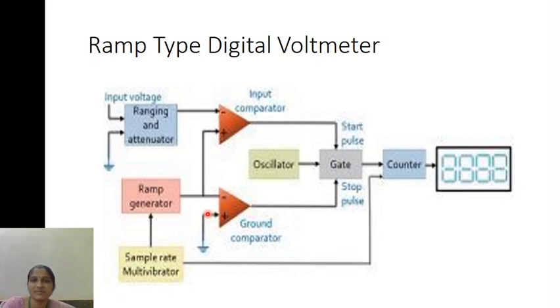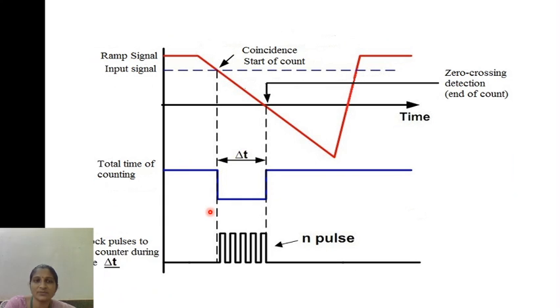This can be explained by using the timing diagram now. This is the timing diagram of the ramp type digital voltmeter. As I told, this is the negative going ramp, and this dotted line is the input signal which is to be measured. When the ramp signal is less than the input signal, then a clock pulse, a start pulse, is generated.